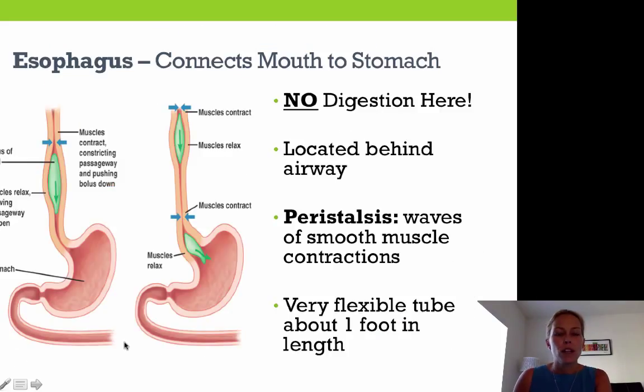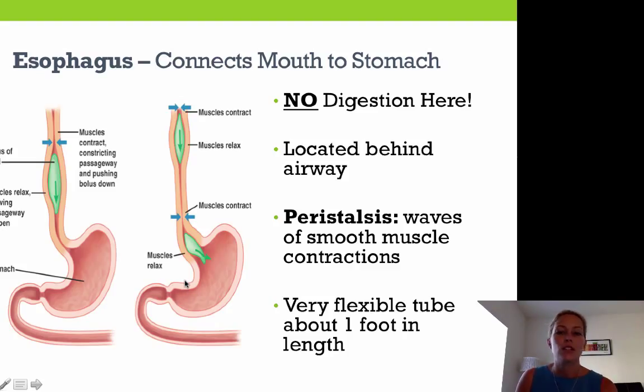So once we've continued down the esophagus, we enter the stomach through the cardiac sphincter. While you're in this esophagus, there is no digestion occurring. The esophagus's job is just to connect the mouth to the stomach. It's just a highway, just like there's a highway from here to Oakland, 580. It's just a route to go from point A to point B.